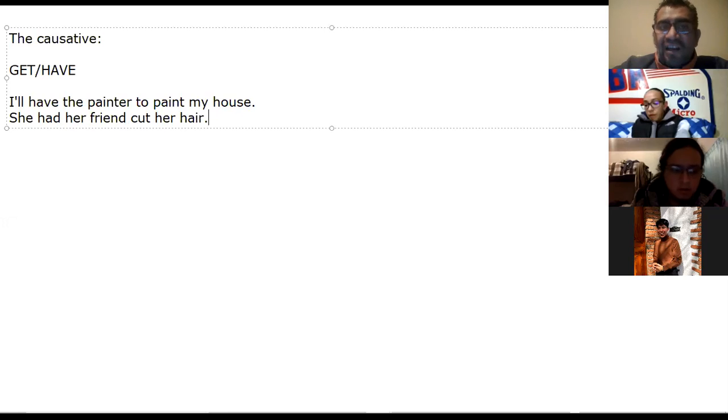She had her friend cut her hair. Okay? In this case, I eliminate the infinitive. The infinitive can be used or eliminated. It depends on the situation. She had her friend cut her hair. In this case, we can interpret this as a favor because you are not going to pay for the service. You can interpret it as a favor. She had her friend cut her hair.